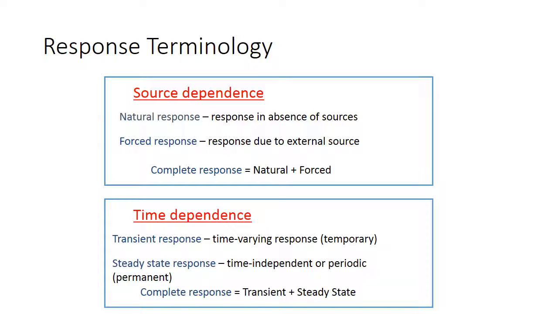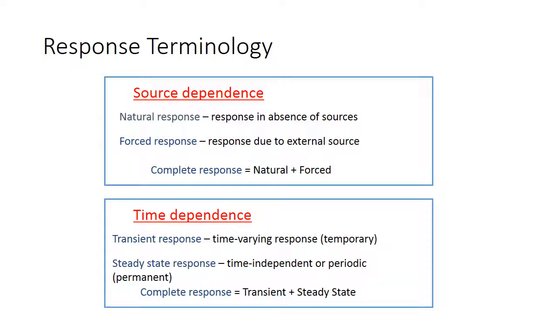If you look at the combination of the two, the natural response, which is where your function starts, plus your forced response, which is whatever's changing due to the different conditions, is going to give you this complete response. And mathematically, we're going to look at the differential equations that solve for that complete response for a source dependence.